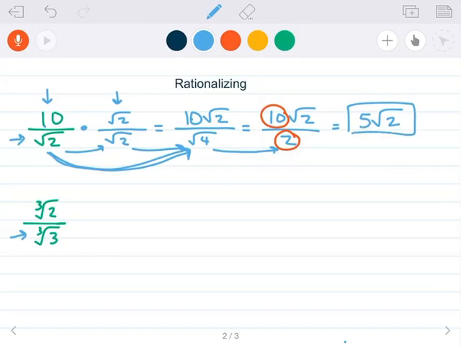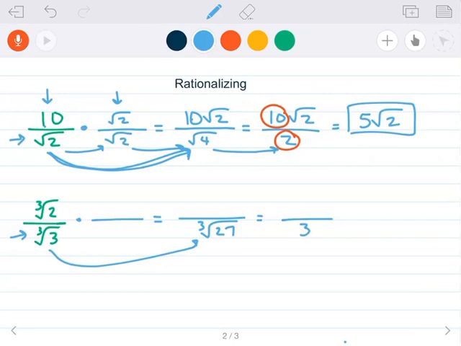Okay. In my second example, because this is a cube root, I would want to turn it into its perfect cube. So the perfect cube that goes with 3 is 27. And I know that the cube root of 27 would be 3.